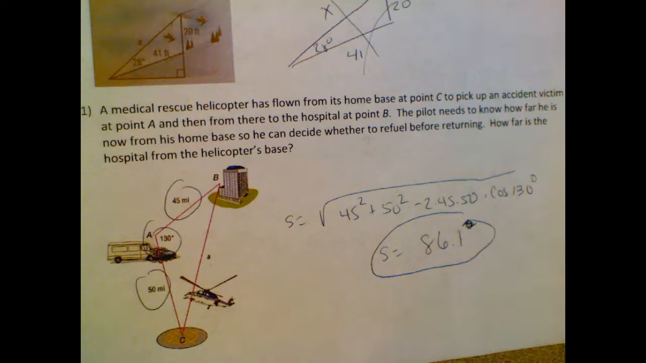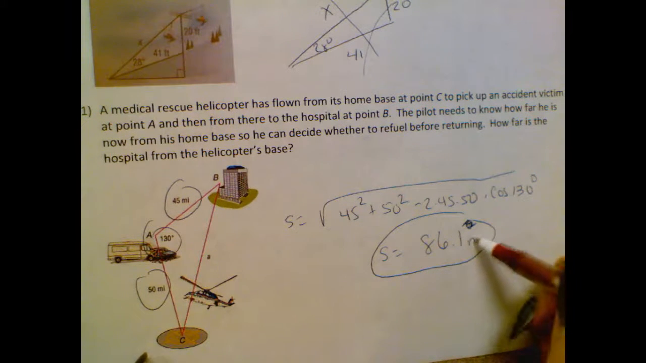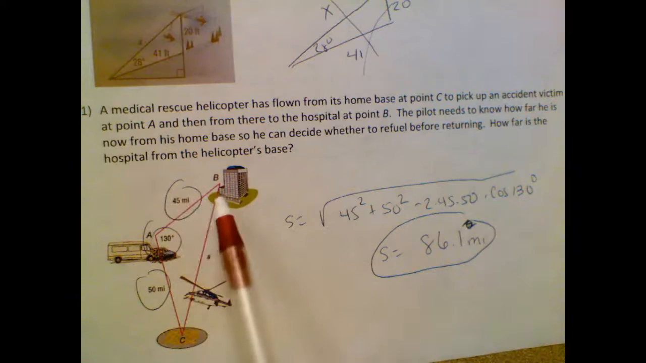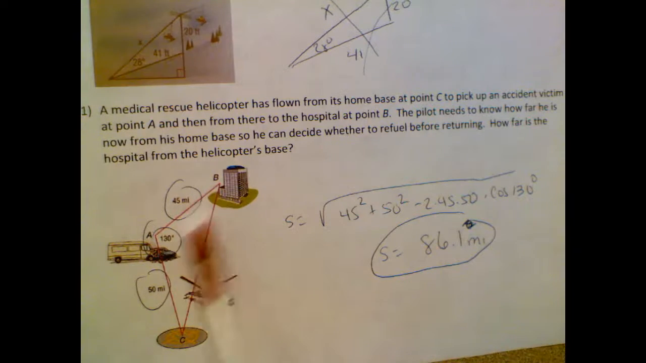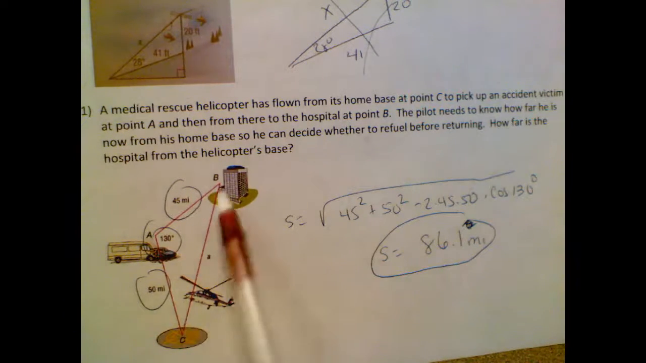Sorry, guys. It's 86.1, and this should be in miles. So the medical rescue helicopter has flown from its home base to a point C to pick up an accident victim from this car accident. And then from there to the hospital at point B, we know it's 45 miles. The pilot needs to know how far he is from his home base so he can decide whether to refuel before returning. How far is the hospital from the helicopter's base?